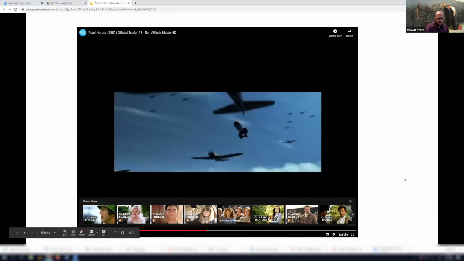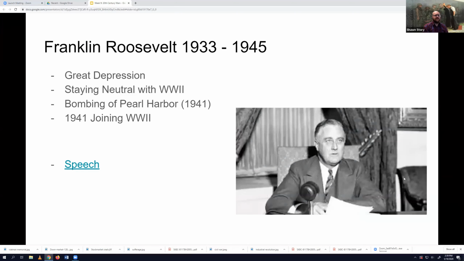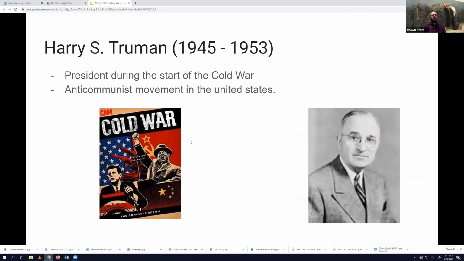So this movie is about the bombing of Pearl Harbor, and what we were hearing at the very end was one of the most famous speeches from FDR, Franklin D. Roosevelt, where he talks about the day that will live in infamy. That is an instant key that when you read that quote, you're like, oh, that's FDR referring to the bombing of Pearl Harbor. And so that is that president during World War II. Here, the next war that happens after World War II is the Cold War.